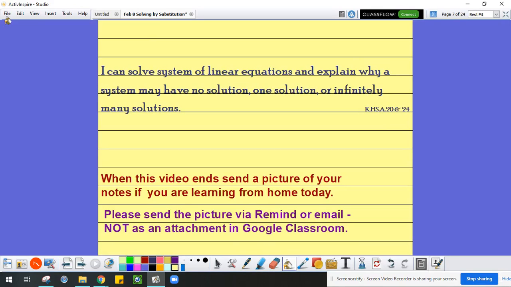Today we are continuing again with Unit 6, solving a system of linear equations and explaining why a system may have no solution, one solution, or infinitely many solutions. Today we're going to focus on a little bit more substitution, and we will run into some that have no solution, one solution, infinitely many solutions.